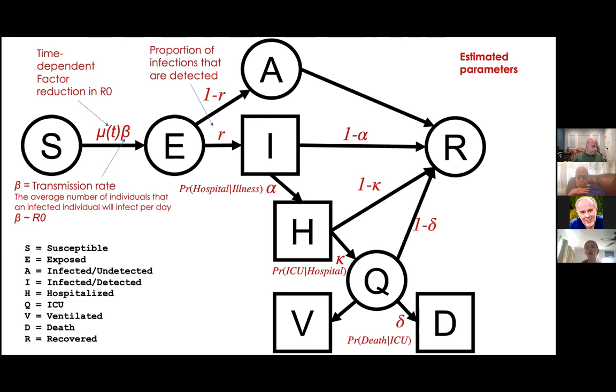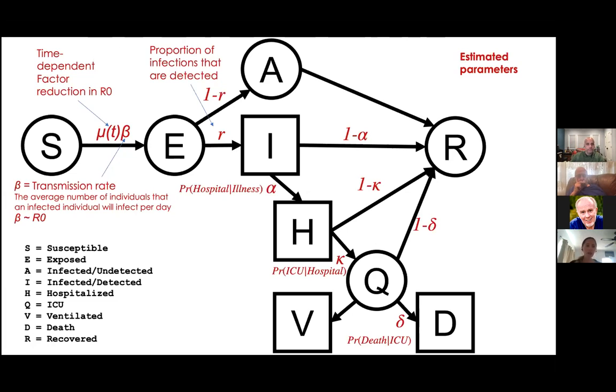So if that's 30%, that means we're only actually detecting 30% of the illnesses that are truly out there and causing new infections. Then we have the conditional probabilities of severe illness, which are these branching probabilities: alpha, kappa, and delta. Alpha is the probability of hospitalization given infection, kappa is the probability of ICU admission given hospitalization, and delta is the probability of death given ICU admission.